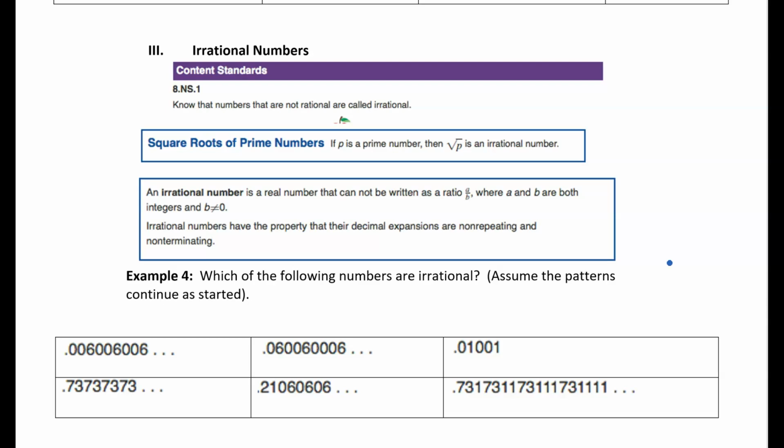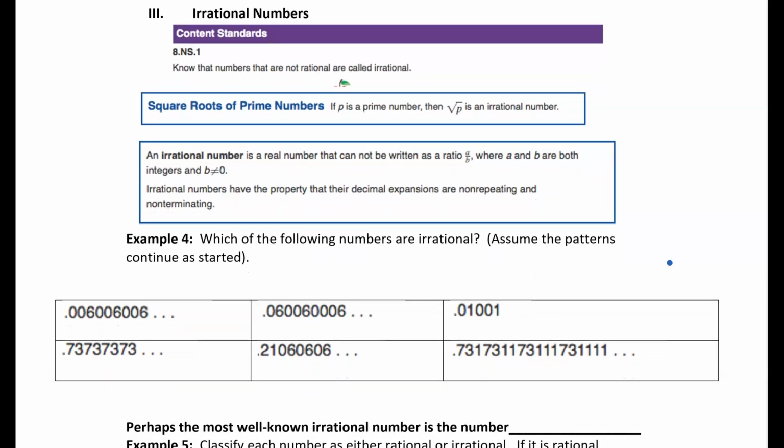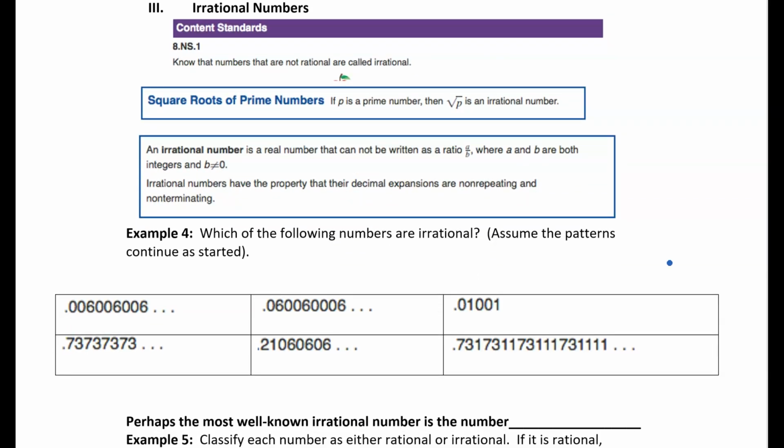A number that is irrational is a number that goes on forever and doesn't repeat. One of the most common irrational numbers, which I have down here, is pi: 3.14159, and it keeps on going. It's a number that doesn't repeat and doesn't end, and that's called irrational. I have that here in a box.